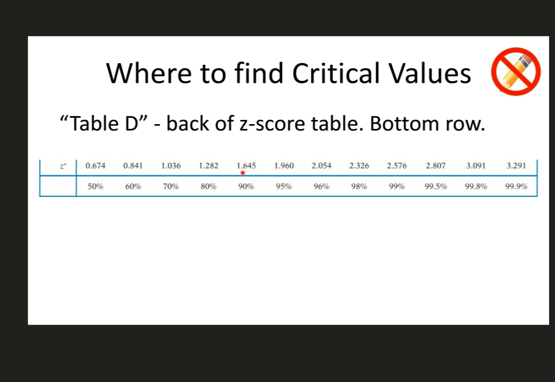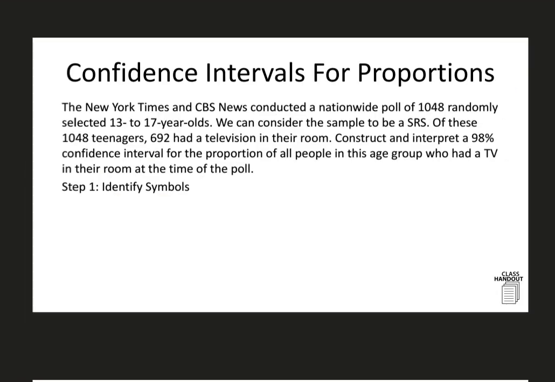90%, which we found in that example, is 1.645. All right, so now let's actually look at a confidence interval for proportions example.